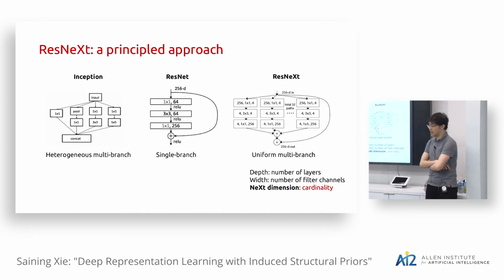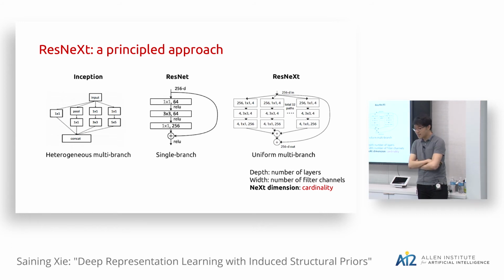So here is ResNeXt. What we are aiming to do is to develop a principled approach to achieve this kind of structured sparsity. One direct way to do this is to adopt this multi-branching idea from GoogleNet and add it to a highly modularized ResNet network. We can have a uniform multi-branching instead of the heterogeneous multi-branching of GoogleNet, and we can build a network like this.